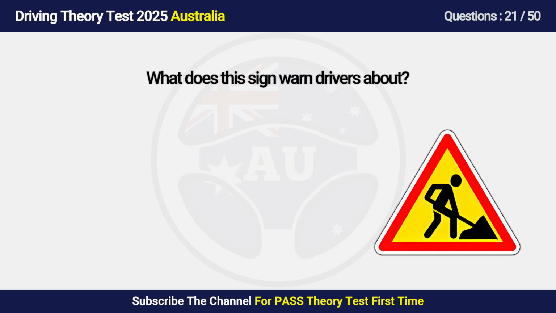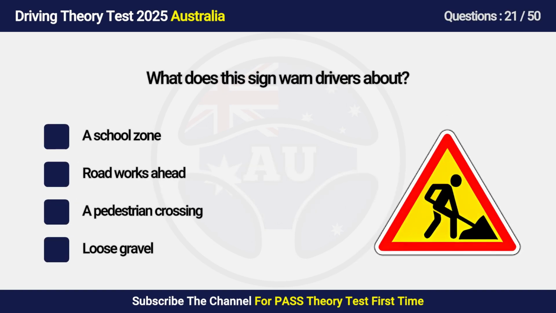Question 21. What does this sign warn drivers about? A. School zone. B. Road works ahead. C. A pedestrian crossing. D. Loose gravel.